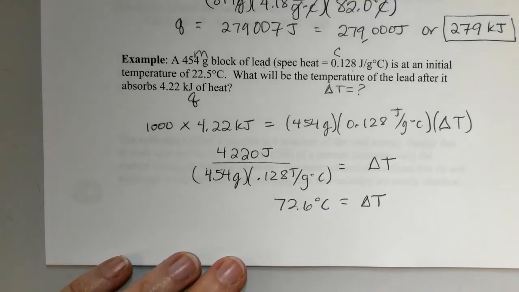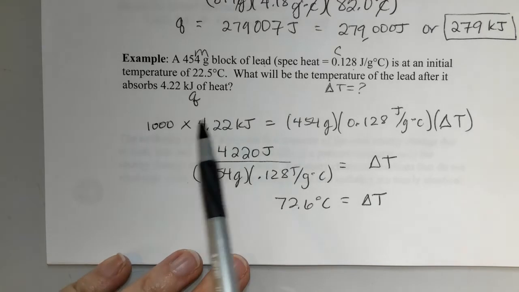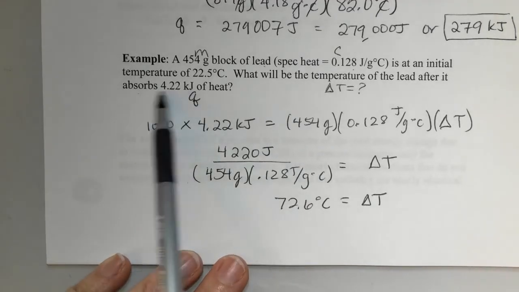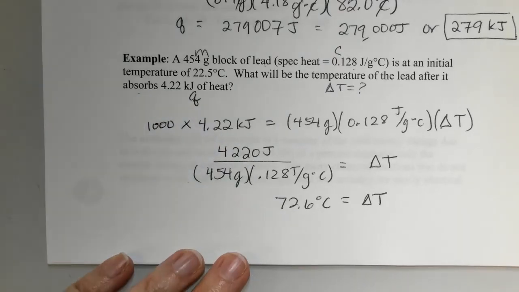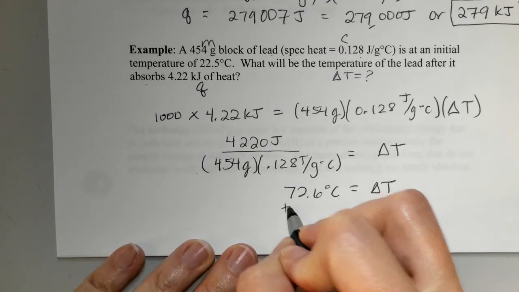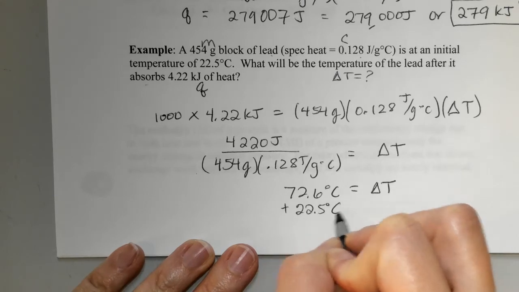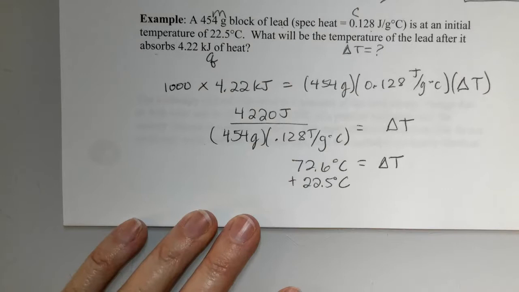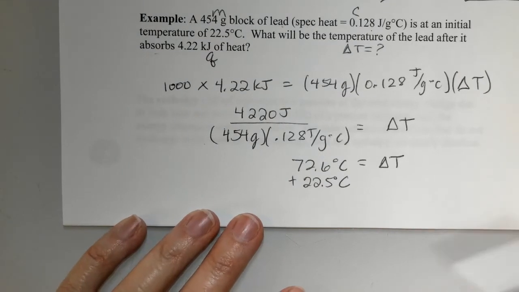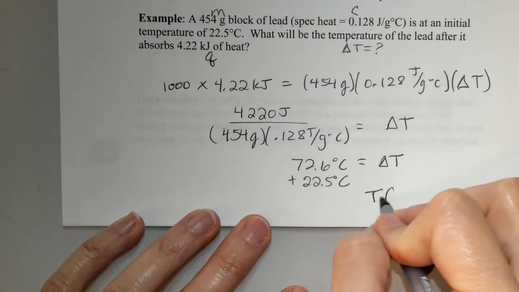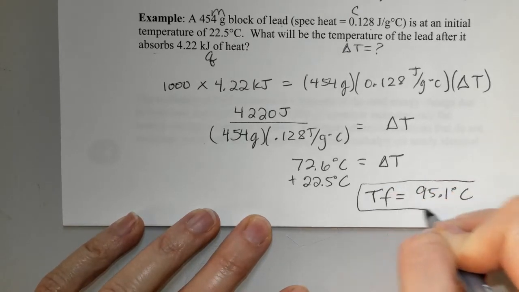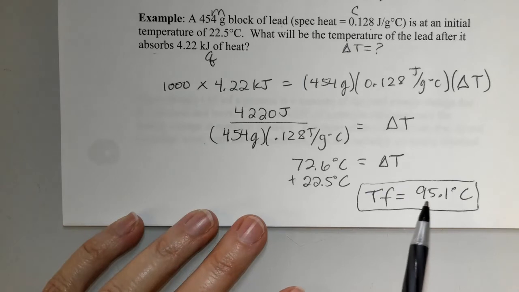All right, and that's not our final answer. That's just the change in temperature. What we know is the temperature is going to be going up because we're putting heat into that lead. It's absorbing the heat. So what we're going to do is add that to our initial temperature of 22.5 degrees Celsius, and that'll get us to our final temperature. So final temperature would be 95.1 degrees Celsius.